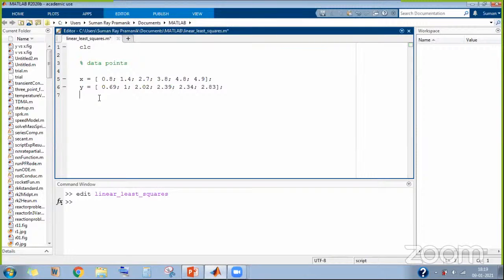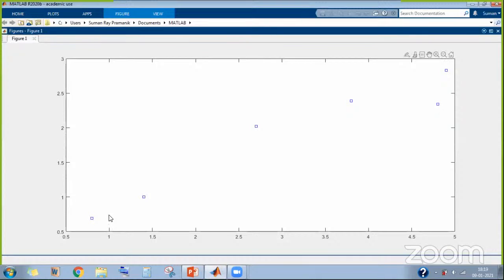Before that, let me plot these two data, x and y. Let's say we want to use blue squares. Let's run this once. You see, these blue squares denote the data points that we already have, and we will try to make a best fit line for these points.